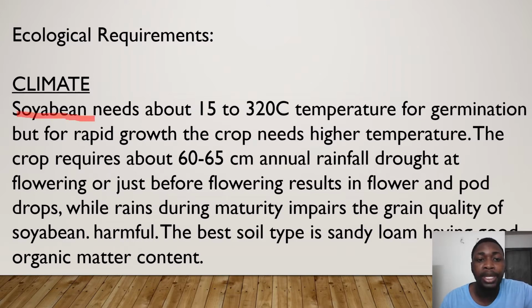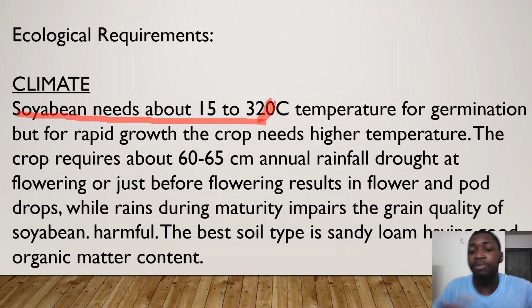So soybean needs about 15 to 32 degrees Celsius. The optimum temperature of soybean is 15 to 32 degrees Celsius for germination. But for rapid growth, the crop needs higher temperature. So this temperature is only for the germination process of soybean.